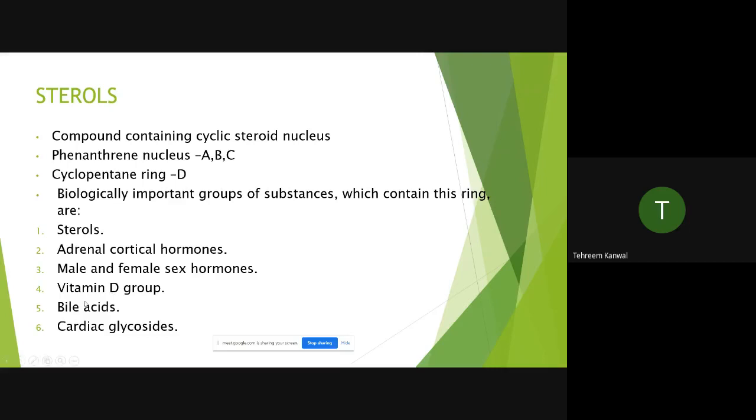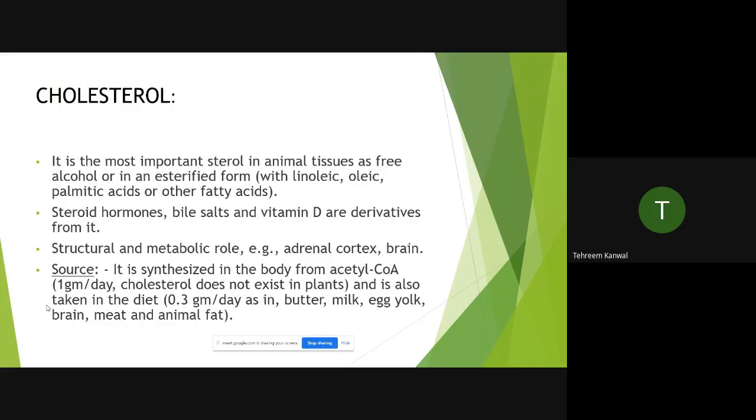Then there is the vitamin D group. Vitamin D is a vitamin as well as a hormone, and it is important in the regulation of calcium and different metabolic pathways of our body. Then bile acids, which are a very important emulsifier of our body. Then the cardiac glycosides. These are the most important and well-known components of the sterol group.